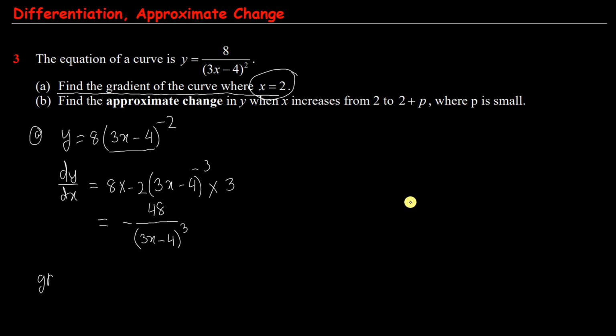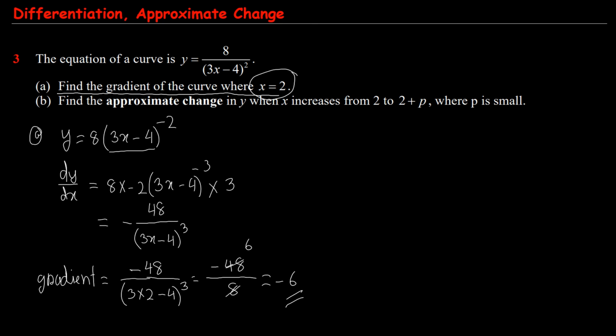So we can write here the gradient at the point x equals 2, which you can write with a minus sign, which is minus 48. You can keep it like that, no problem. Then 3 into 2 minus 4, whole cubed. So then it gives us minus 48, and below, 6 minus 4 is 2. 2 to the power 3 is 8. So 48 over 8 is 6. So we get from here minus 6. This is our answer for the first part.